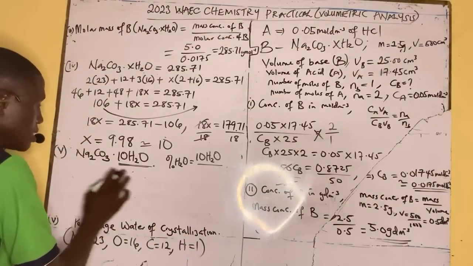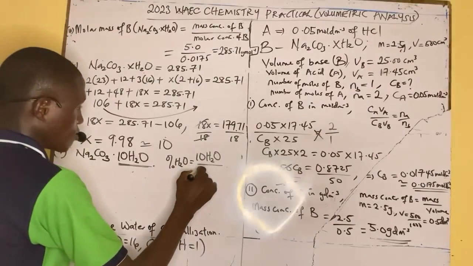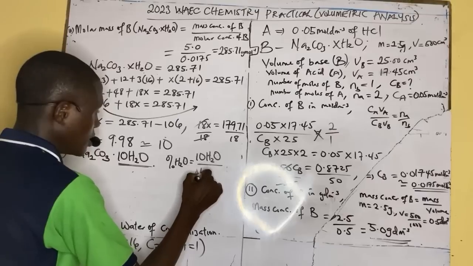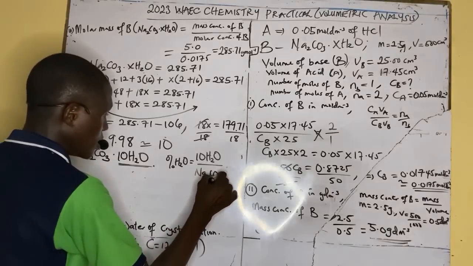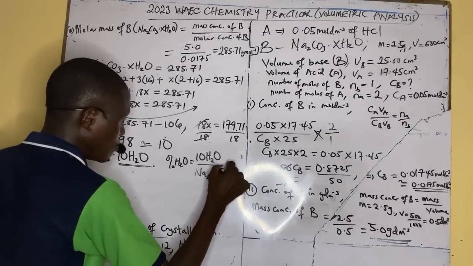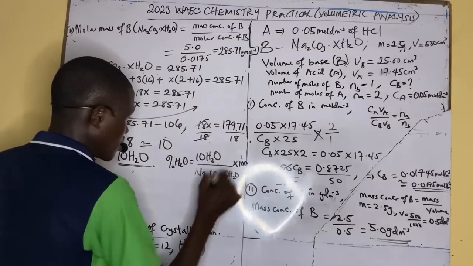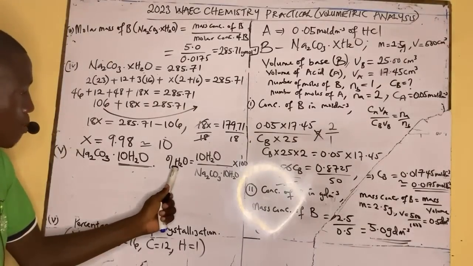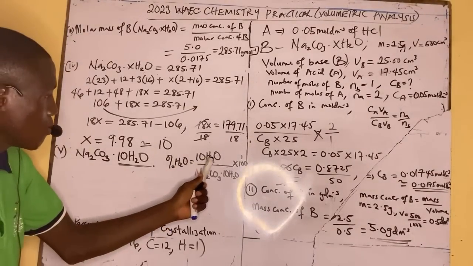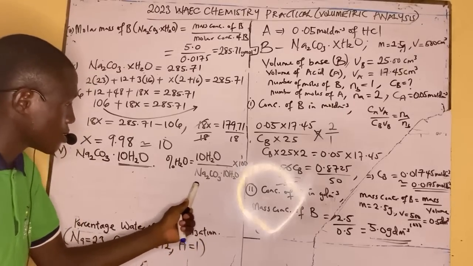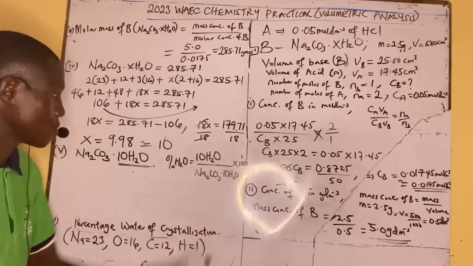the molecular mass of this compound, Na2CO3.10H2O, then you multiply everything by 100. Percentage water of crystallization, which is percentage H2O, equal to 10 water over the molecular mass of this compound, times 100.